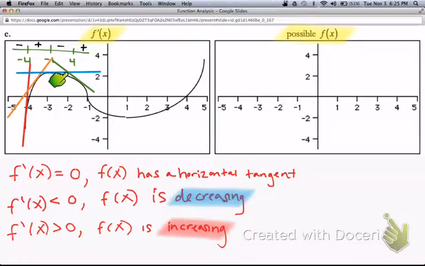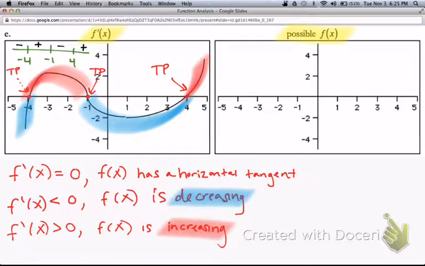The second derivative will be negative wherever the first derivative is decreasing. So everything right here will have negative tangent lines. And then again, we get down here to a minimum, a turning point, so the second derivative is going to be 0 here at 1. And then last but not least, we come back up here, and because we're increasing again, now our second derivative is positive.